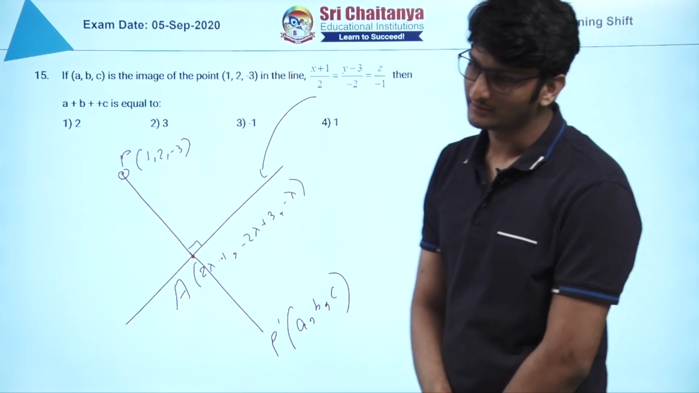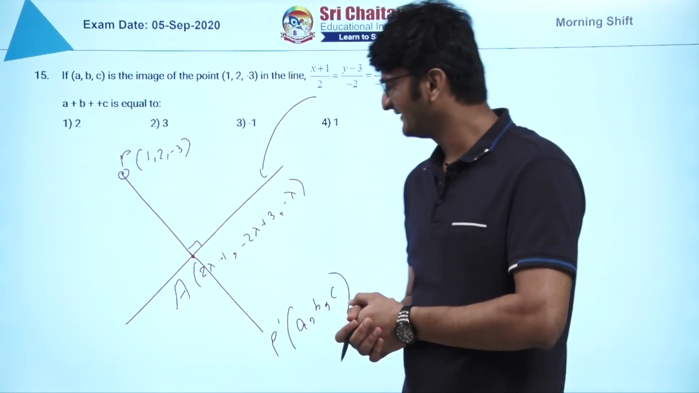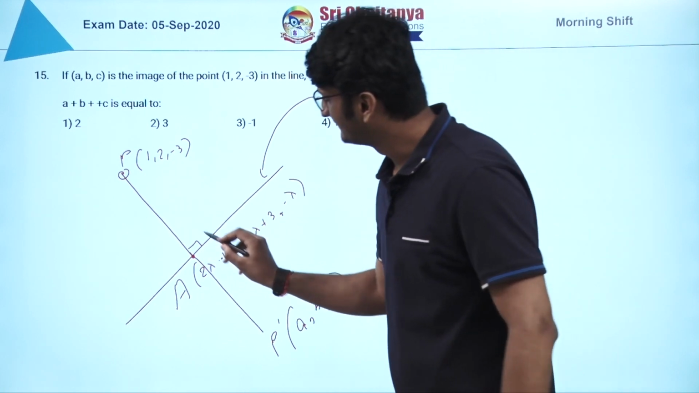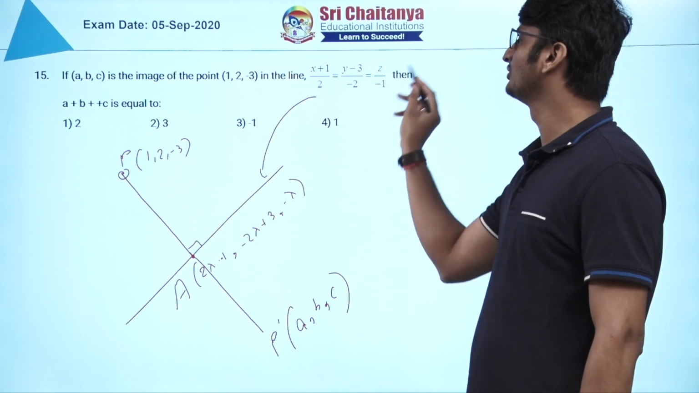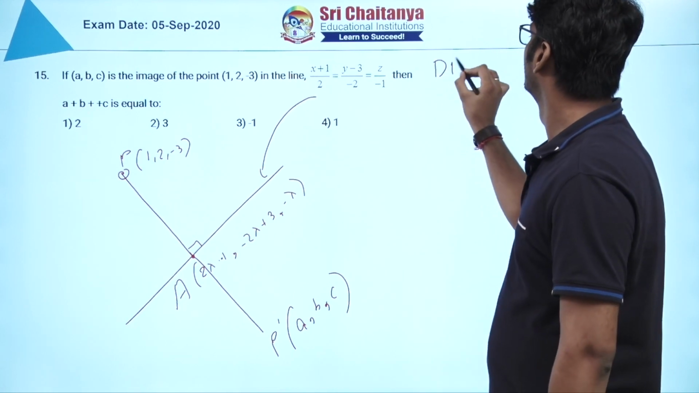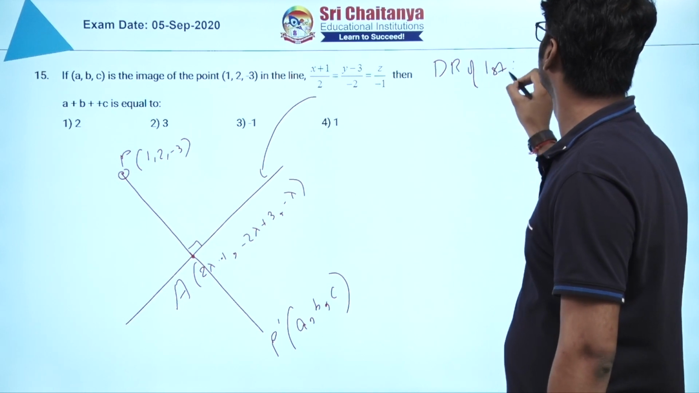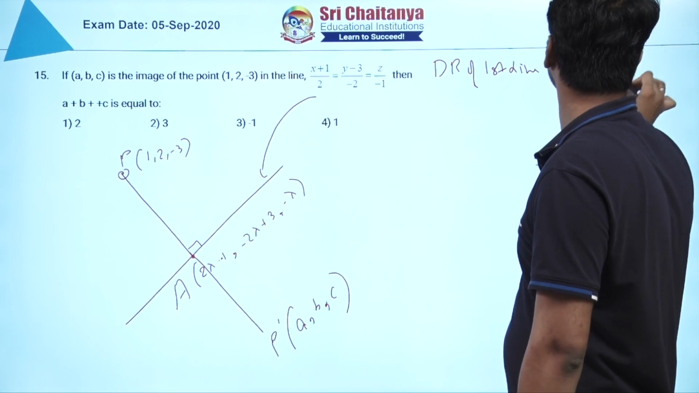First of all, obviously from the basics of the light property, we know that if you need to take the image, this line must be perpendicular. So, what is the direction ratio of the given line? It is already given to us: 2, minus 2 and minus 1. DR of the first line is 2, minus 2 and minus 1.